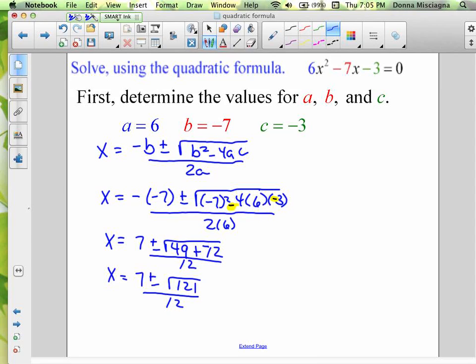I'm going to just move up to here because I'm running out of space there. I need to either write smaller. I don't know, the quadratic formula takes up a bunch of space. So x is equal to 7 plus or minus the square root, which is equal to plus or minus 11, divided by 12.